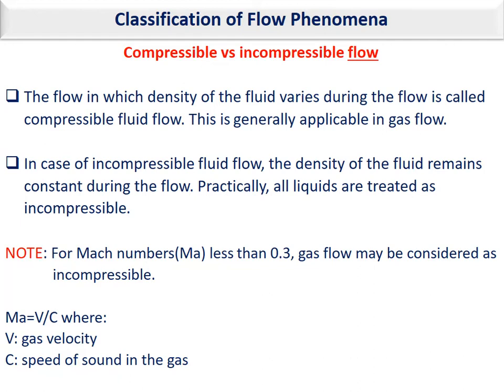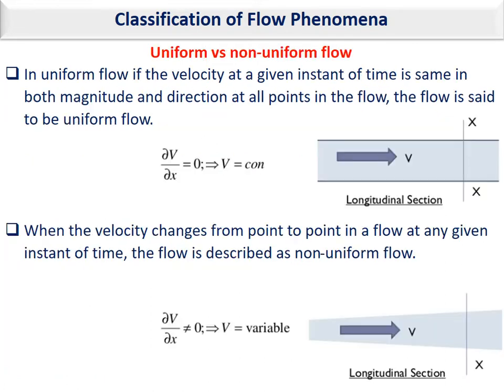For example, the speed of sound in air is approximately 340 meters per second. 0.3 multiplied by 340 is approximately 100 meters per second. So if the gas velocity is below this, you can, by approximation, consider that flow as an incompressible flow, while it's a gas. This is an important thing to consider because it simplifies the flow solution.